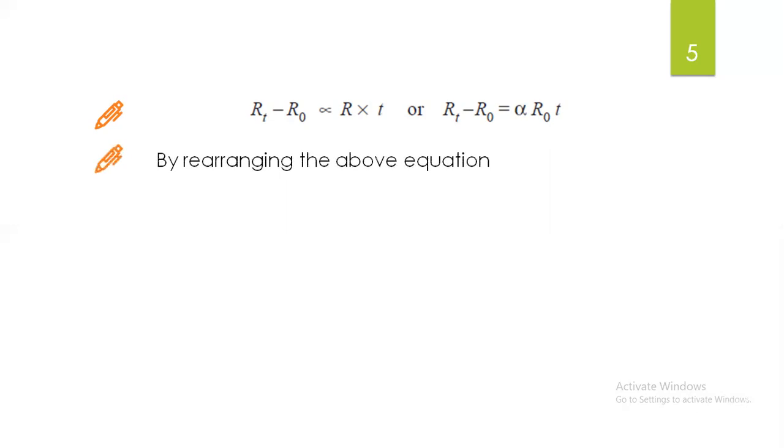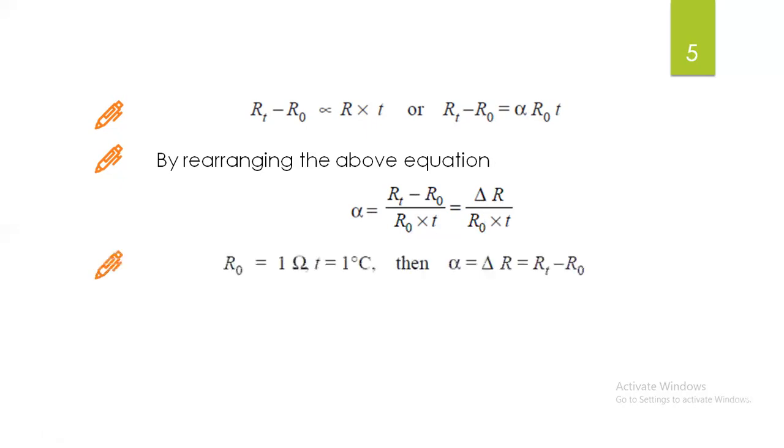By rearranging the above equation for alpha, alpha equals RT minus R0 divided by R0 into T. RT minus R0 we earlier defined as the change in resistance or increase in resistance, that is delta R, divided by R0 into T. Suppose R0 is 1 ohm and temperature is 1 degree Celsius, then by putting these values, alpha is nothing but delta R, the increase in resistance, that is RT minus R0.